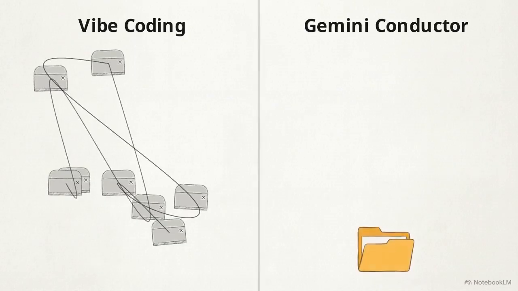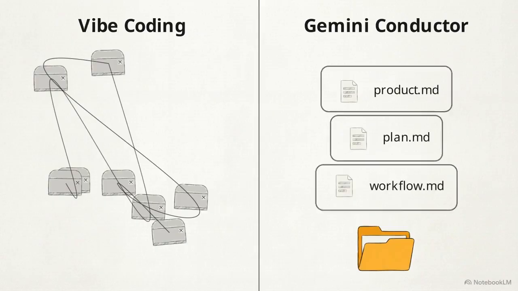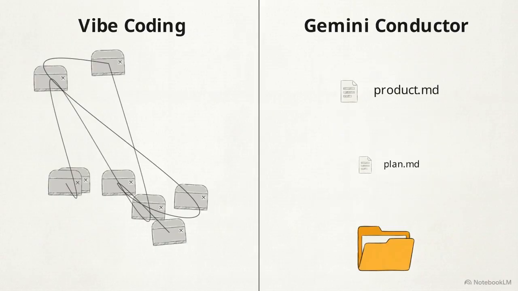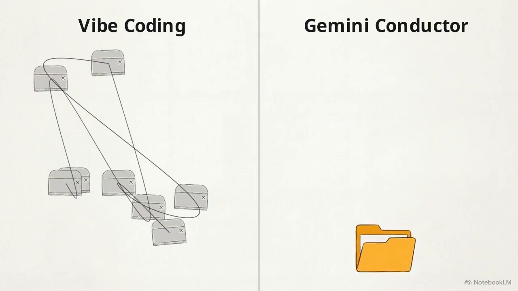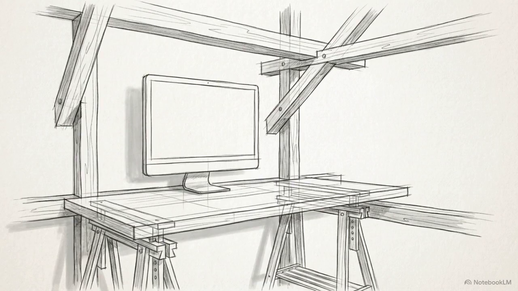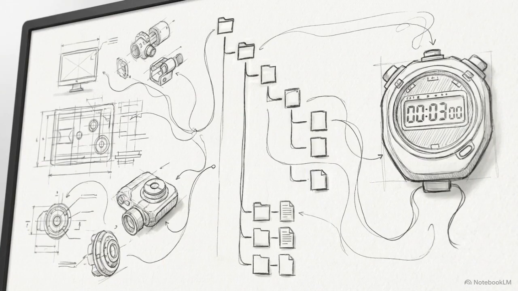Google's Gemini Conductor replaces that chaos by storing your project's architecture and logic as permanent markdown files directly inside your repository. We are going to take an empty workspace and turn it into a context-driven AI environment that plans, builds, and remembers its own work, all in under 5 minutes.